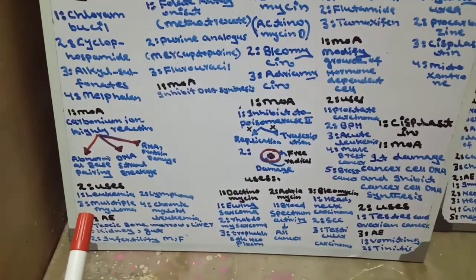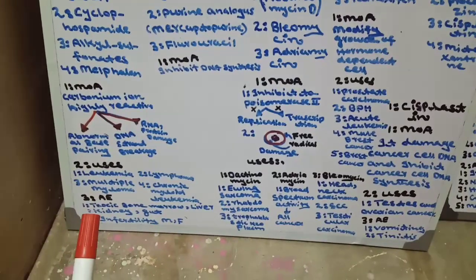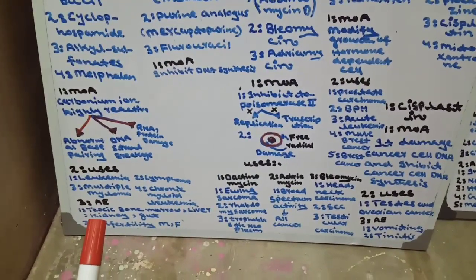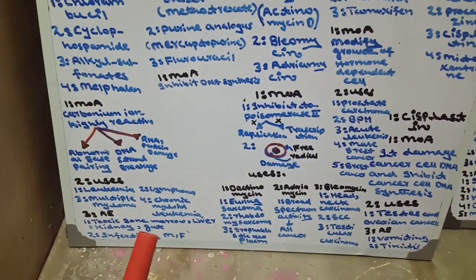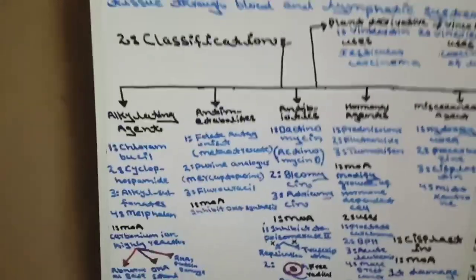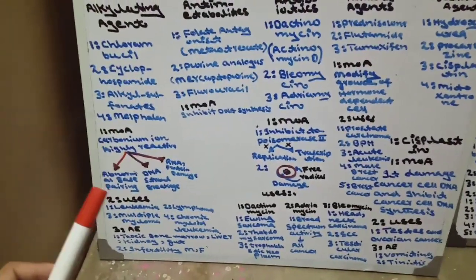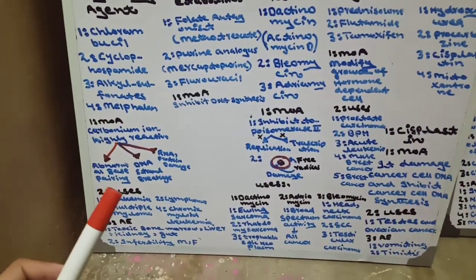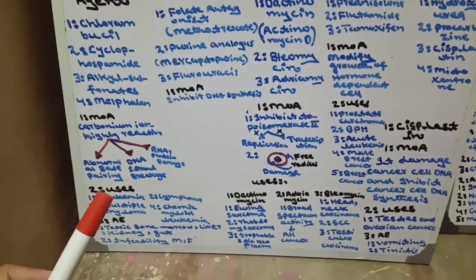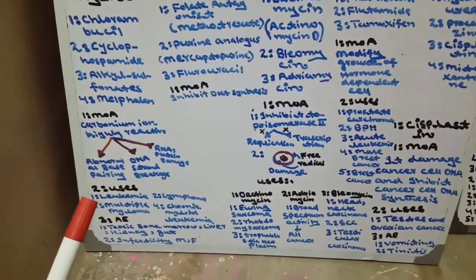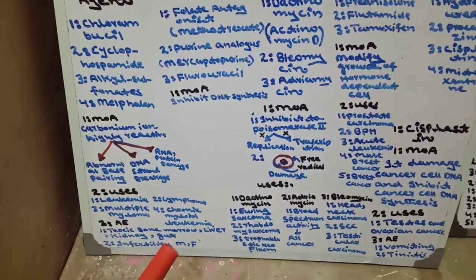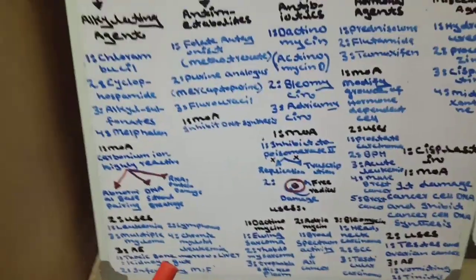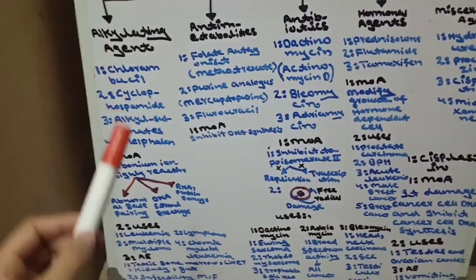Now, adverse effects. The adverse effects of alkylating agents include toxicity to the bone marrow, liver, kidney, and gut. This means alkylating agents are toxic to vital body organs like the liver, kidney, gut, and bone marrow. The second adverse effect is infertility in males and females. They cause infertility in both males and females. Now we have studied the alkylating agents.